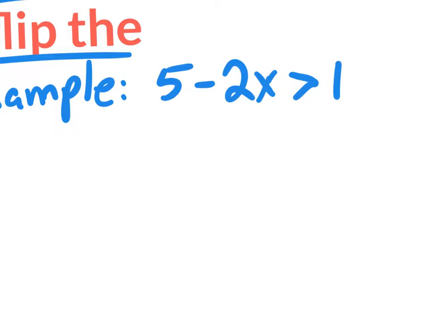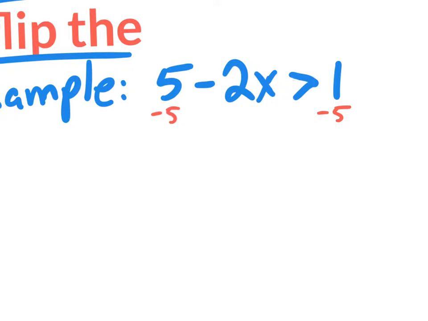Just pretend it's an equation. If it were an equation, what would your first step be? Subtract 5 from both sides. Thank you. Yeah, I would copy down the example. So I would subtract 5, just like if it were an equation.